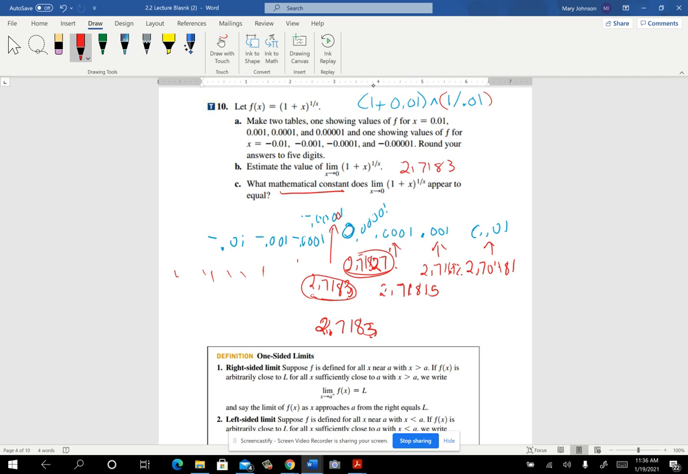All right, and then they're asking a question: what constant does that appear to equal? And so this 2.7183 actually is an irrational number, kind of like pi. You know how pi is about 3.14? There's another irrational number we name and use a lot. You've used it in your pre-calculus, and that's E. And E is approximately equal to 2.7183. Okay, so the answer to this would be E. And if you have an E button on your calculator, you can do that and confirm it.